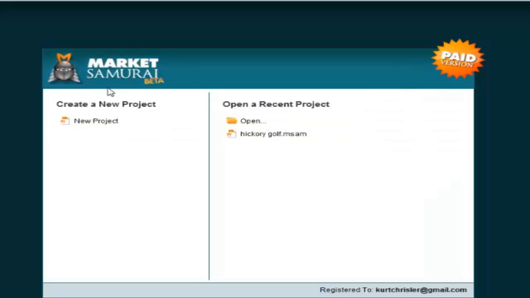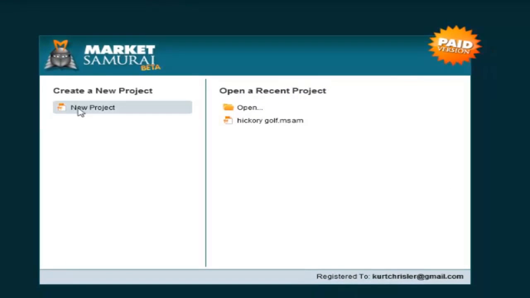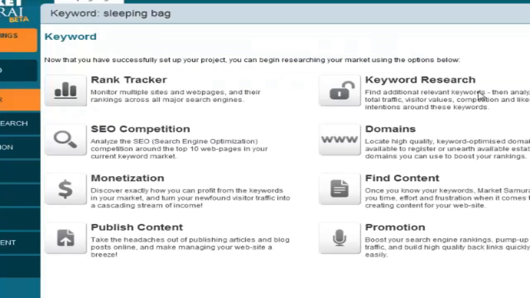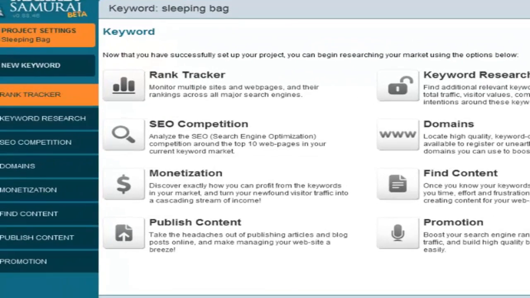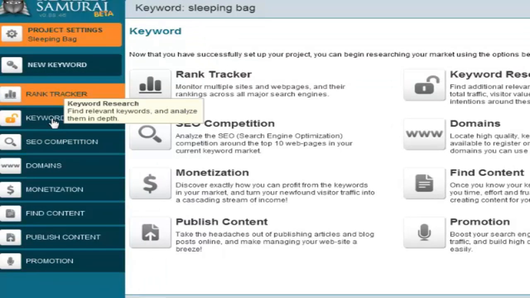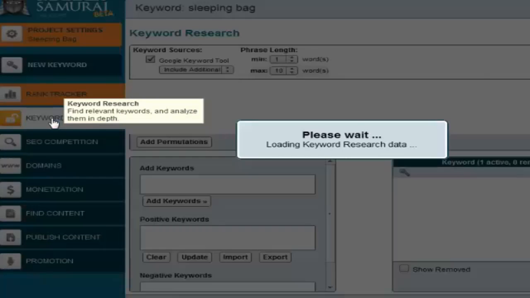So I'm just going to open up Market Samurai here. And I'm going to create a new project. And I'm going to do sleeping bag. And then I will simply create that project. And from here, if I slide this over, you can see you have a bunch of different options. We're going to go ahead and do keyword research.